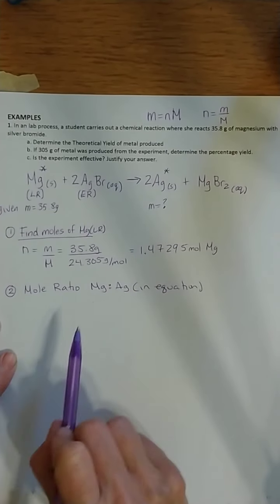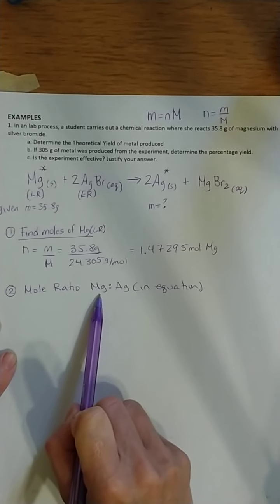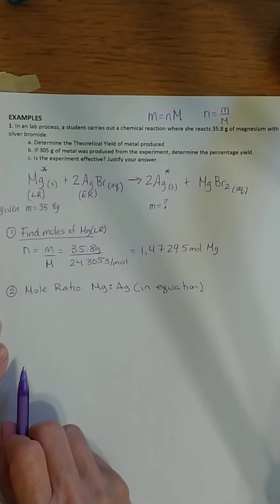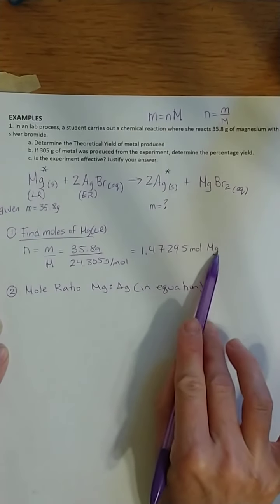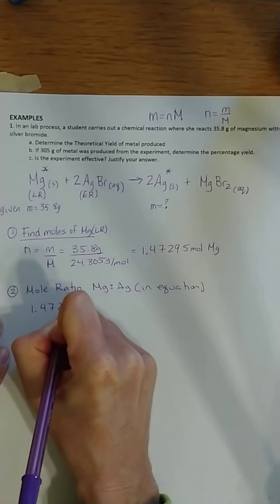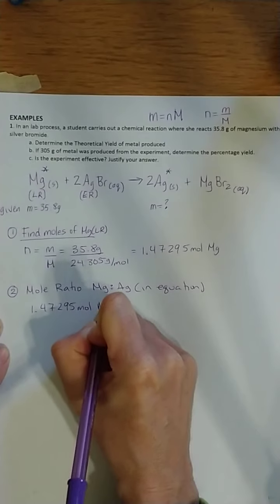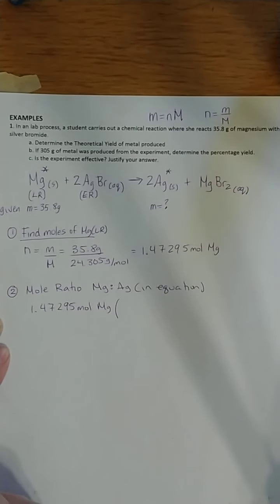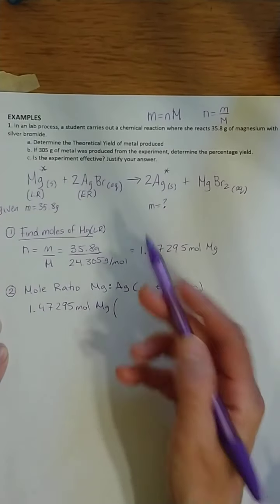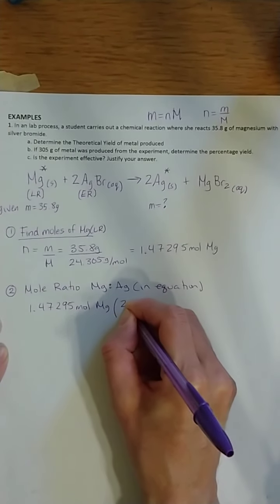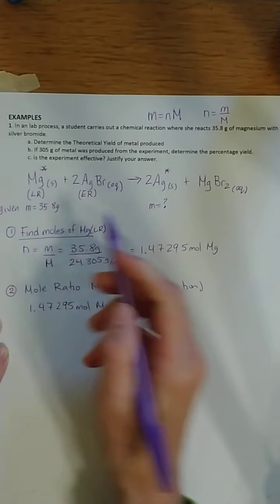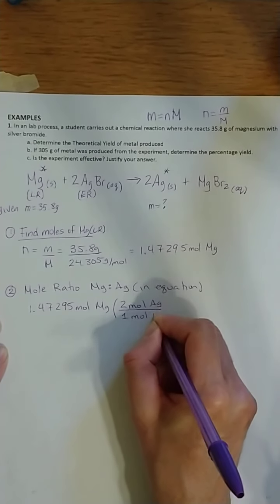Okay, so the fraction we're going to make is our moles of Mg from the equation, which is 1, and our moles of Ag in the equation, which is 2. So we need to take our moles of magnesium, our 1.47295 moles of Mg. Now, what's the fraction that we want? Well, remember your rule from lesson 5. It's always your moles of product in the equation that goes in the numerator. So 2 moles of Ag, and we're going to divide that by 1 mole of Mg.